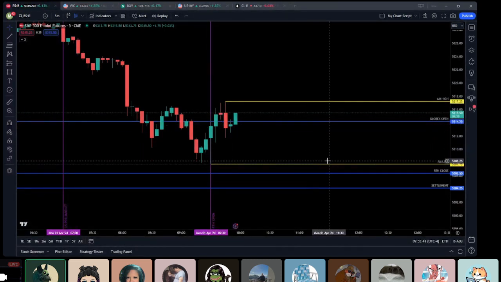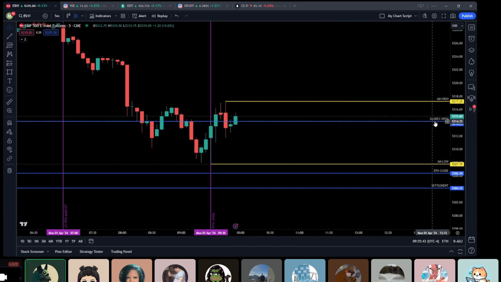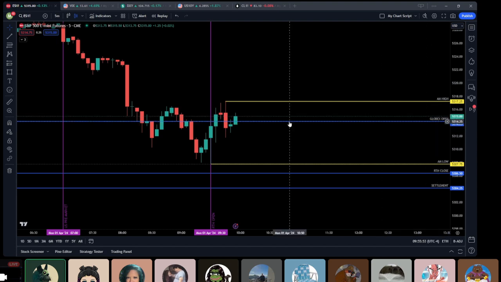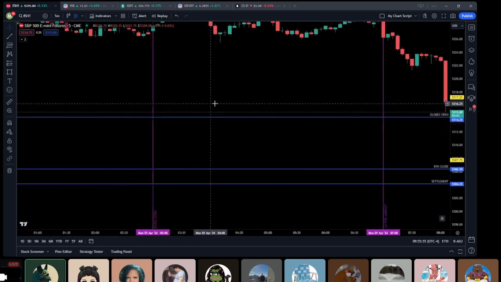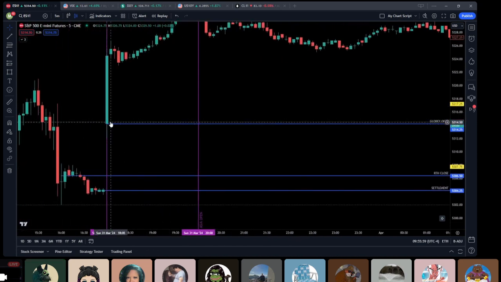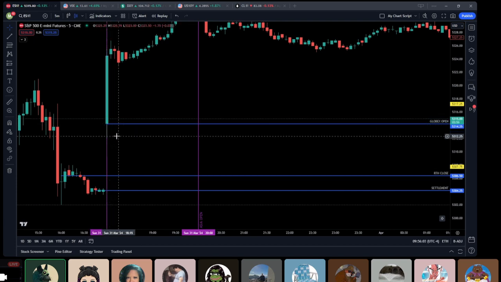As we're sitting here in chop, what do you guys notice? We've been hovering around our Globex open for the past hour, 90 minutes. The Globex open was where ES opened all the way back here, several hours ago, 6 p.m. last night.